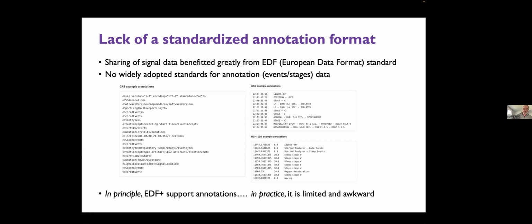Another issue, a practical issue, with the annotation data that we currently distribute with NSRR studies is a lack of a standardized format for annotation data. Sharing of signal data has benefited greatly, I think, from EDF, a file format and a loose standard for sharing signal data. There's no widely adopted standard for event-style data that I'm aware of. In principle, EDF Plus supports this. In practice, I feel it's limited and awkward to work with. This just shows some examples of XML for the Cleveland Family Study, and other studies that are using different formats. Again, it can often be trivial to put these together, but it's an additional set of tasks that any user will have to do if they want to do a multi-cohort study, and it always opens the opportunity for error in those contexts.